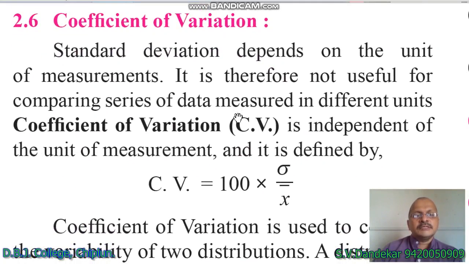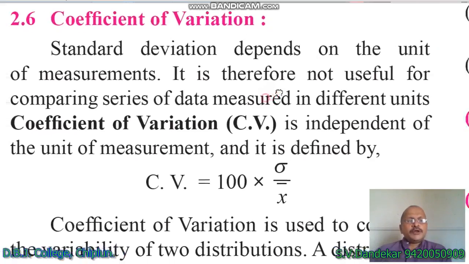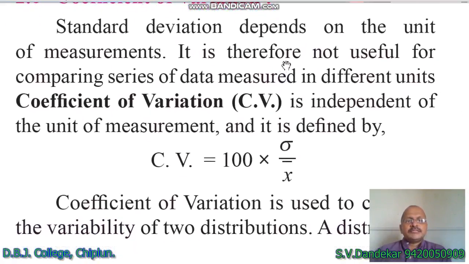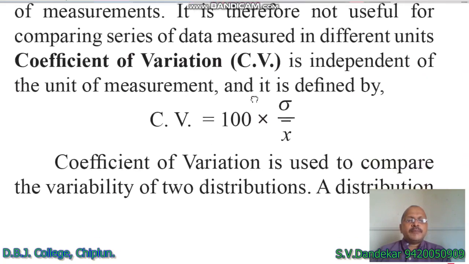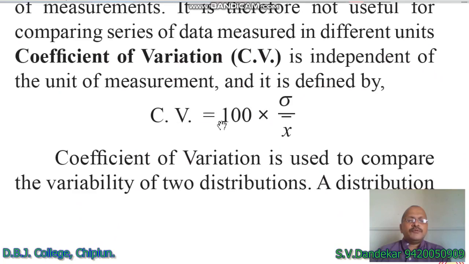Next point is coefficient of variation. The standard deviation depends on unit of measurements. It is therefore not useful for comparing series of data measured in different units. Coefficient of variation is independent of the unit of measurement and hence it is defined by CV, coefficient of variation, equal to 100 into sigma upon x bar.